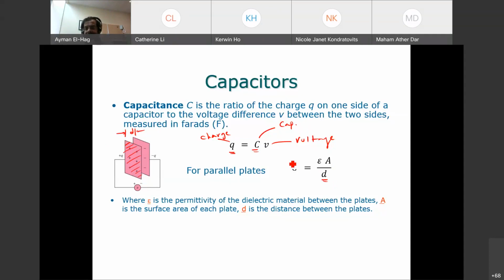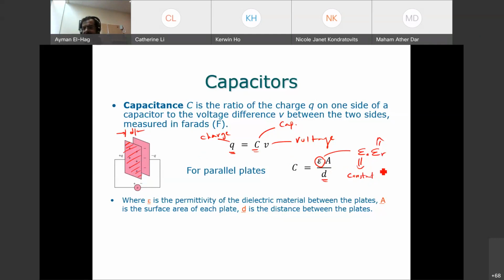Now, what is this epsilon? Epsilon is a material property called permittivity. And basically it's equal to epsilon 0 times epsilon r. For short, we say epsilon. Now, epsilon 0 is a constant. This doesn't change. Epsilon r is the material property. We call it relative permittivity.